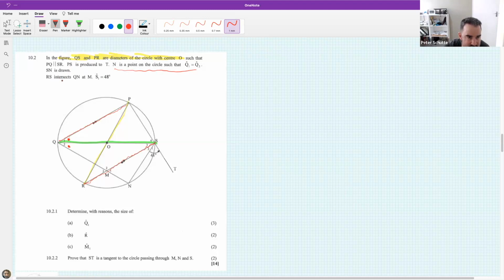It then says blah, blah, blah, and S1 is 48. Where is S1? S1 is sitting down here. So S1 is this angle down here. Okay, we're not going to have time to completely finish this question, but let's have a go at it to start with. I want you to find me the value of Q1.